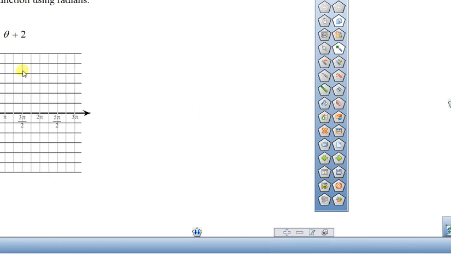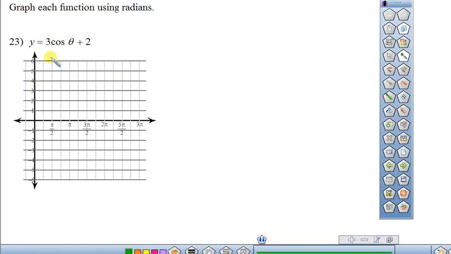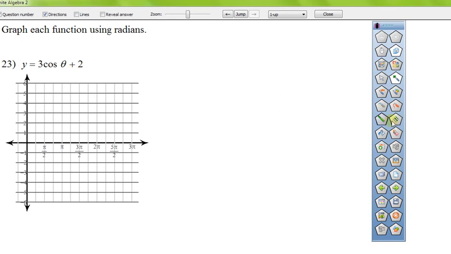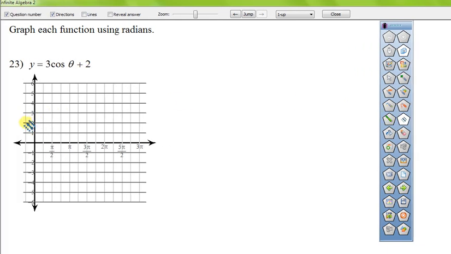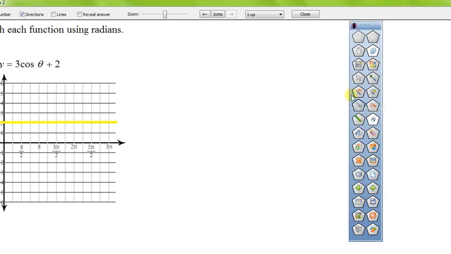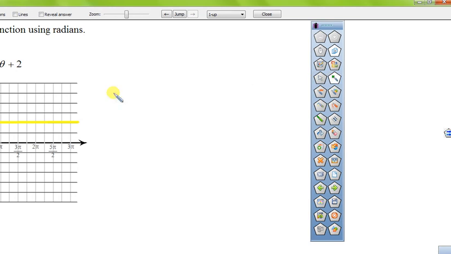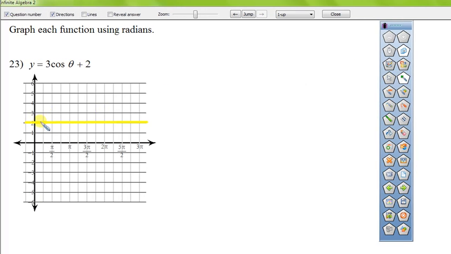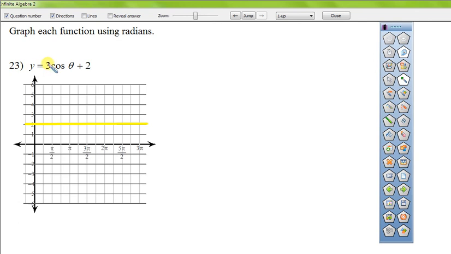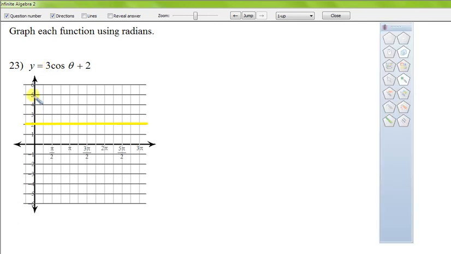And the last question is 3 cosine theta plus 2. So that plus 2 means that we're going to draw a horizontal bar. It's a vertical shift, it's a horizontal bar. And we're going to start at the maximum point. Well, the maximum point is going to be 3 units above the bar. Okay, so we're going to go 1, 2, 3, which puts us at 5.